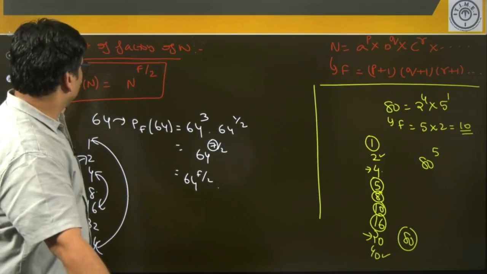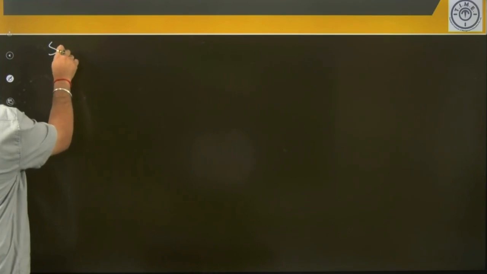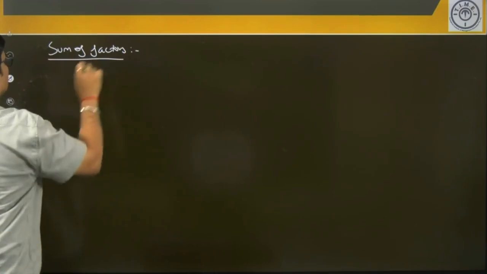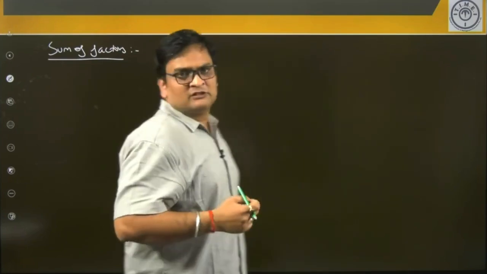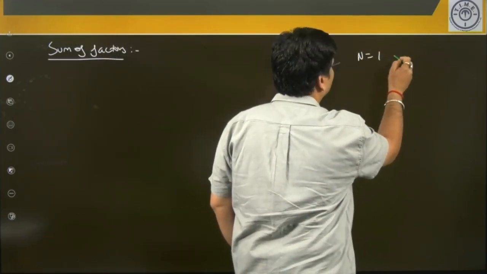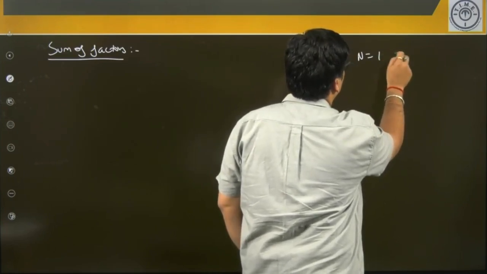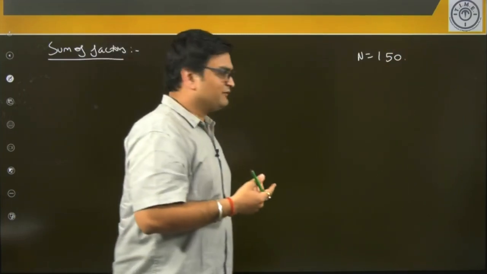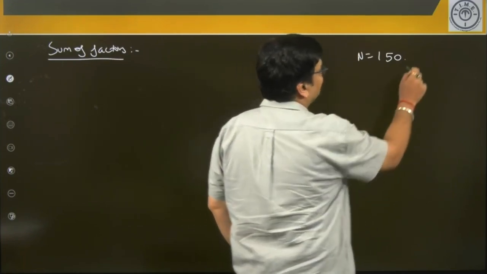So we have looked at the product of factors, a small problem. Now let's look at the next point, which is the sum of factors. Sum of factors, how do we find it? We'll take an example for this also. Let's take a number. If I take n to be 150, suppose, we want to find the sum of factors of 150. By the way, what will be the factors of 150? 1, 2, 3. Prime factorization firstly.